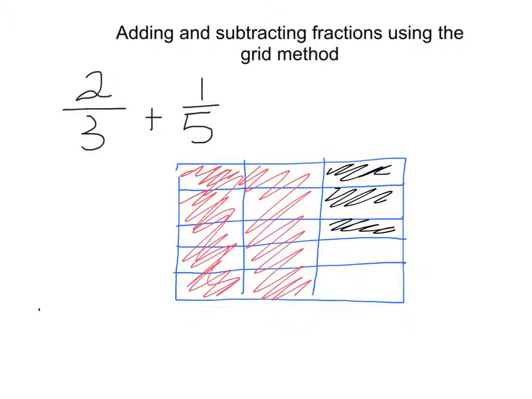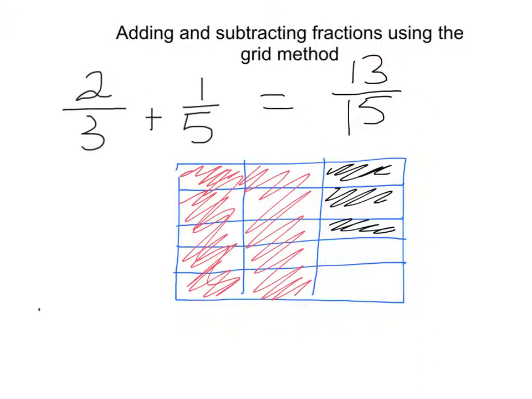Now it's just a simple matter of counting out how many squares I've coloured in, and that becomes our numerator, and then how many squares it is altogether, which becomes our denominator. So I can see down here, we've got 5, 10, 11, 12, 13. So I've got a total of 13 squares that have been coloured in out of a possible 15. 5, 10, 15. So our answer is 13/15.